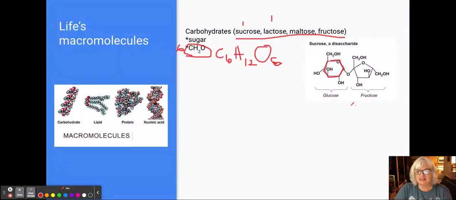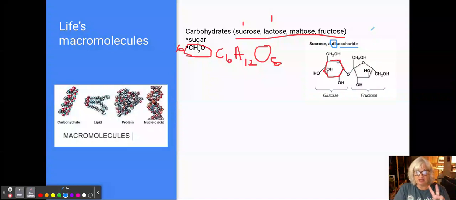This right here that you're looking at is a disaccharide. The prefix di means 2. And saccharide is Latin, I believe, for sweet. We use it in molecular biology to mean sugar. So when you look at a disaccharide, it's telling you it's made up of 2 sugars. So it's made up of a glucose and a fructose. That's what table sugar is.